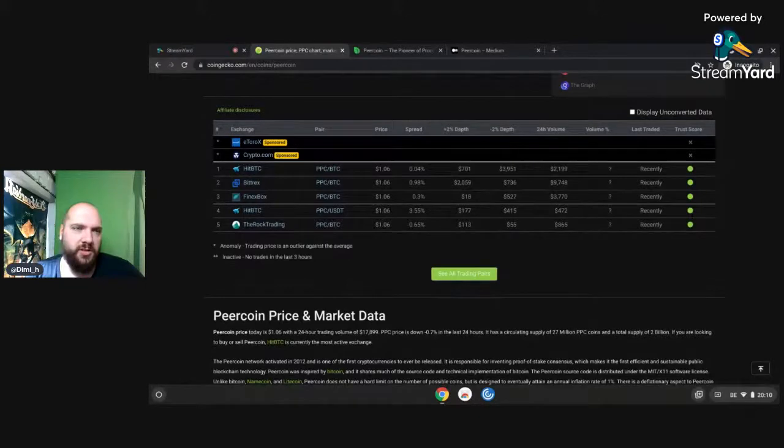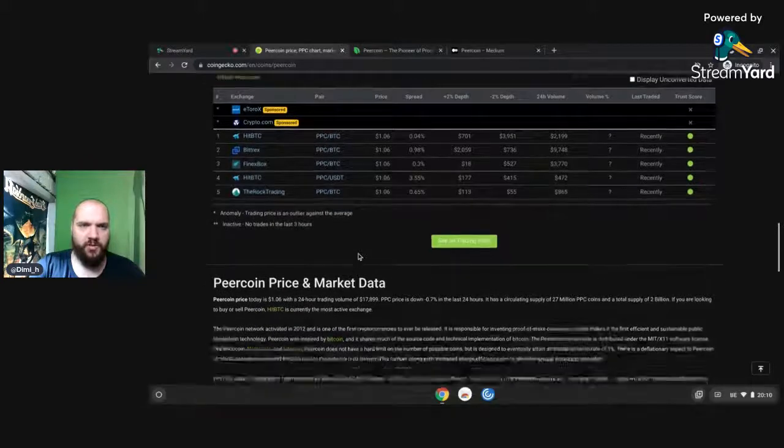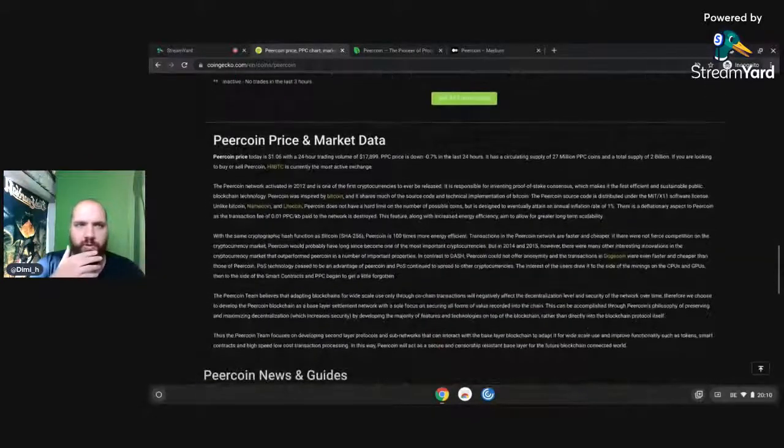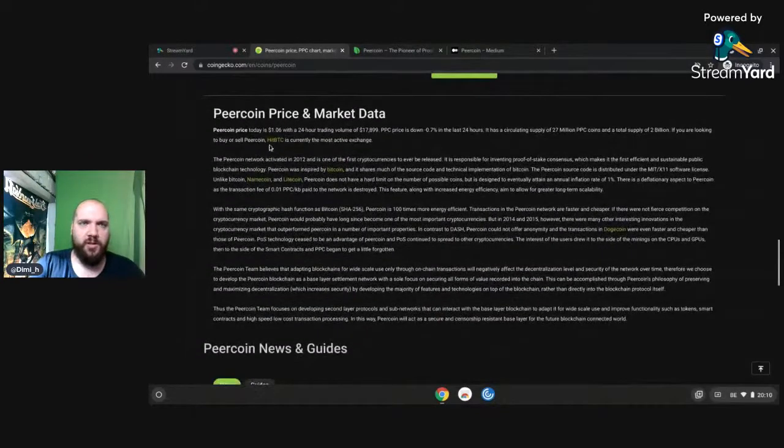It's mostly being traded on, I see here, HitBTC, Bittrex, Poloniex, probably mostly on HitBTC, where the highest amount of volume is being traded. Now, this one is important, the About page. 24-hour trading volume, circulating supply of 27 million PPC coins, total supply of 2 billion. If you're looking to buy or sell Peercoin, HitBTC is currently the most active exchange.